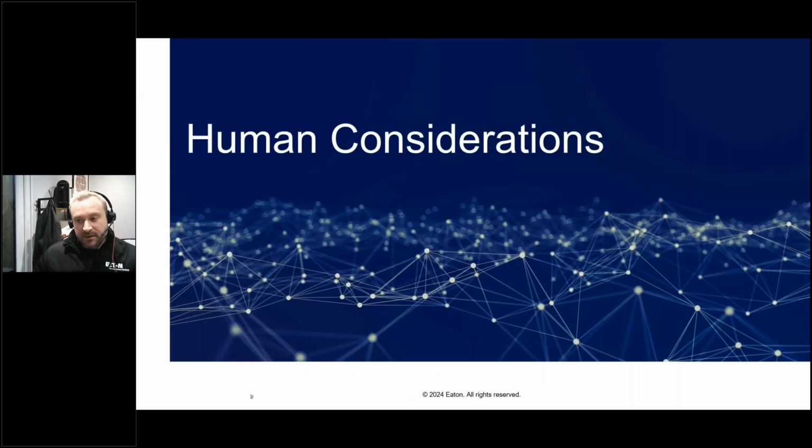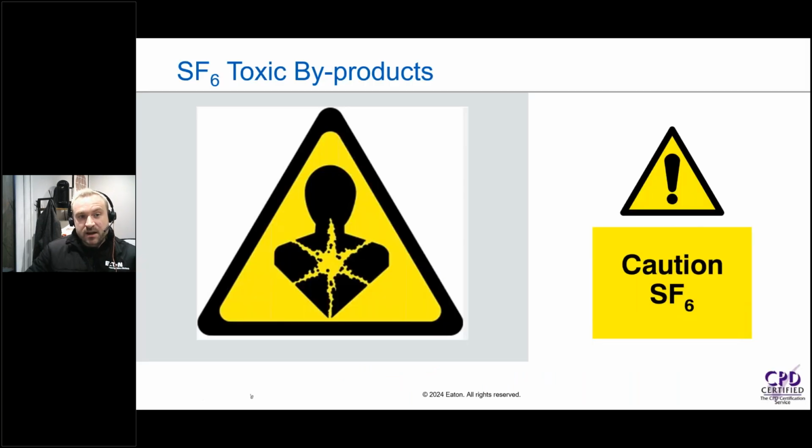Then we've got to think about the human consideration here. SF6 can create toxic byproducts when exposed to spark discharges, partial discharges, switching arcs, failure arcing. SF6 decomposition byproducts can take the form of gas, some of which are odorless, or powders. Other types of contaminants can include moisture and air from handling or leakage, dust and particles from mechanical generation.